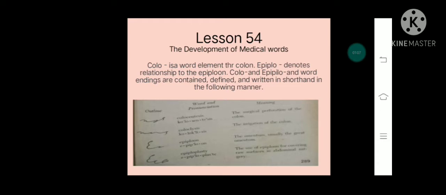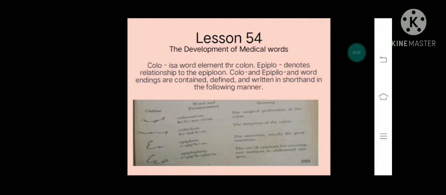in combining the words that refer to colon. And epiplo denotes relationship to the epiploon. So the epiploon is referred to as the omentum. It is a large flat adipose tissue layer nestling on the surface of the extraperitoneal organs.